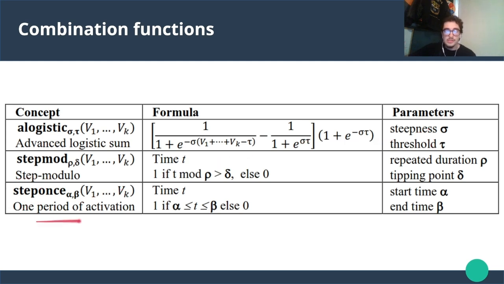And then for step ones, two states will use this. And what step ones does is it has a start time where it will go up, and then at the end time it will go back down. And the extreme case and the epigenetic therapy case will both use step ones.